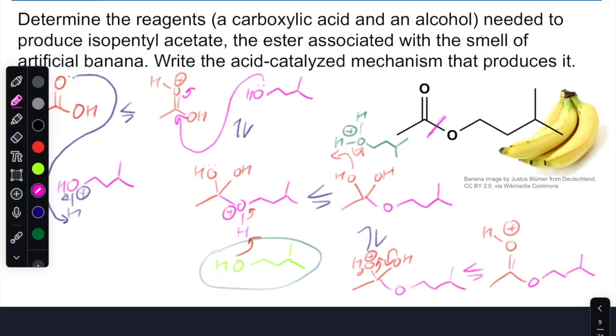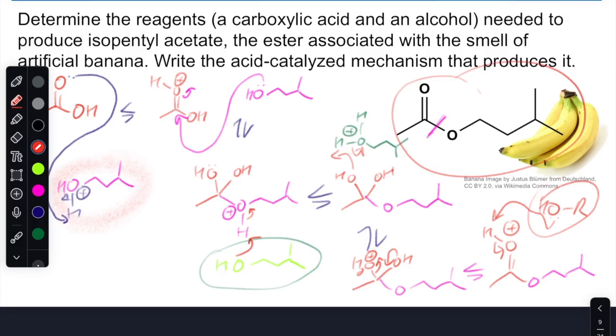And the final step, I'm just going to say, is some other alcohol fragment is going to pick off that proton to give us our charge and our final product over here. That's regenerating the catalytic acid that we need to get this process working.